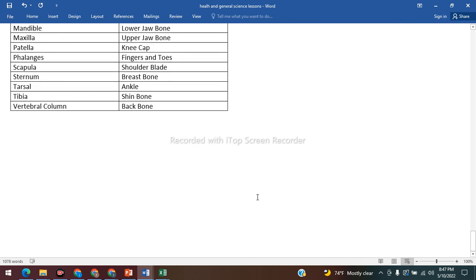Let's move on to section B, introduction to the muscular system. This is one of my favorite systems.